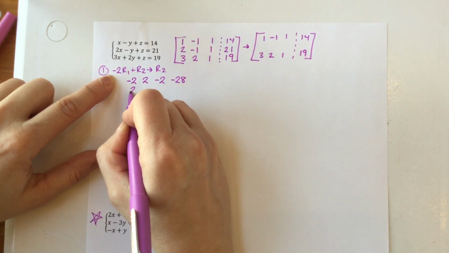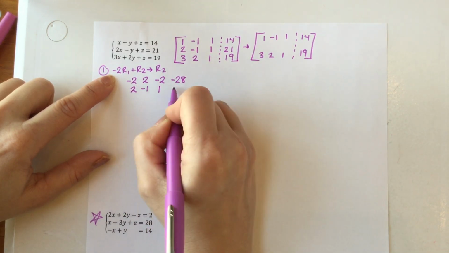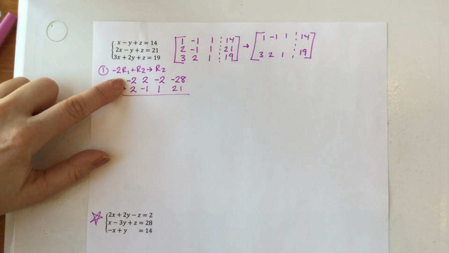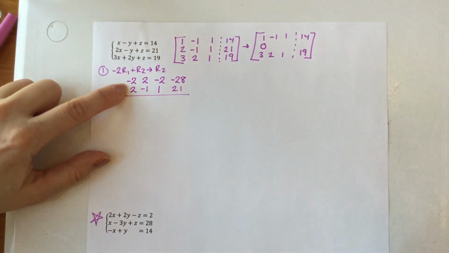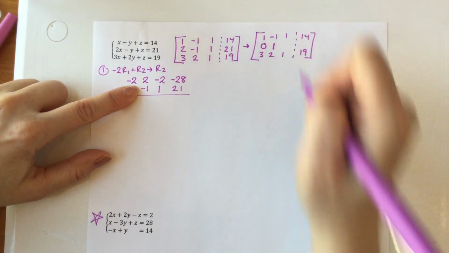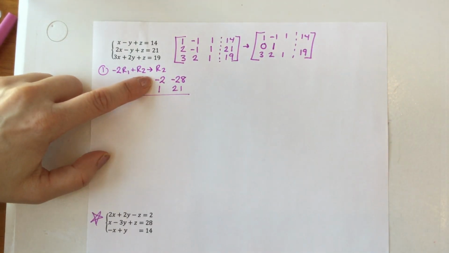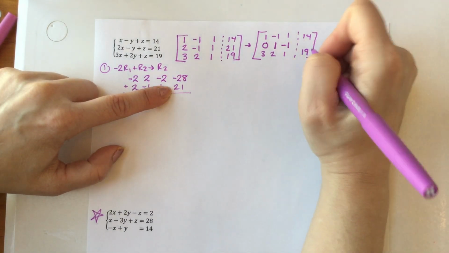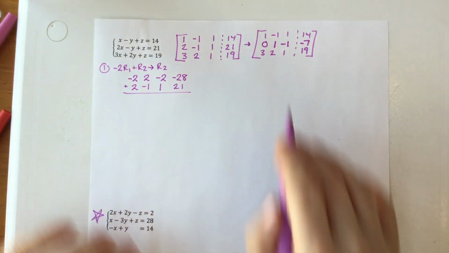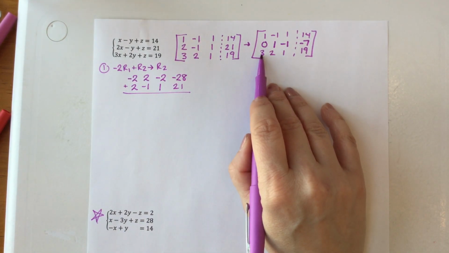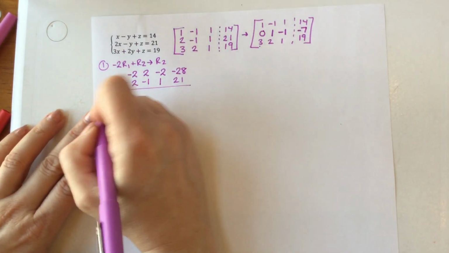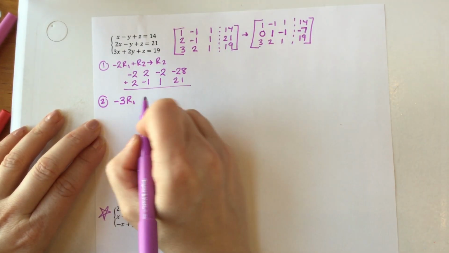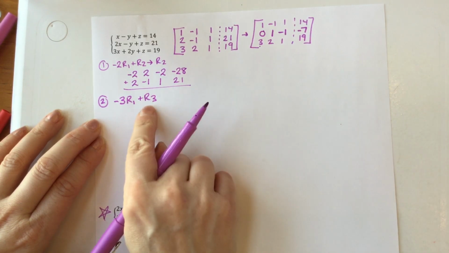Add it to row 2: 2, negative 1, 1, 21. What I get, that's my new row 2. Negative 2, positive 2 is 0. Positive 2, negative 1 is 1. Negative 2 plus 1 is negative 1. Negative 28 plus 21 is negative 7. Now I want to cancel this x. So I need to make this top a negative 3. So I go negative 3 times row 1. This will become a negative 3. I add it to row 3.